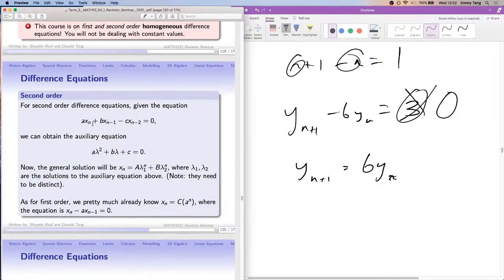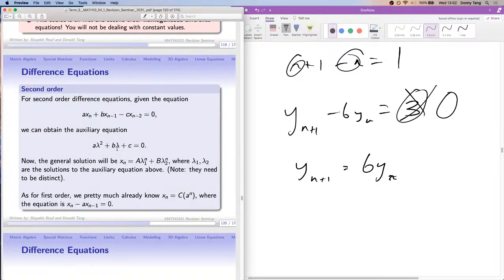So, for second order difference equations, given the equation a x(n) plus b x(n-1) minus c x(n-2), this is actually a second order difference equation, and we can obtain the auxiliary equation. To get it, basically replace x(n), the highest one, with lambda squared, and then x(n-1) with lambda, and the last one will just not have a lambda at all. And this is going to be a quadratic, all right? Then you need to solve the quadratic for lambda 1 and lambda 2.